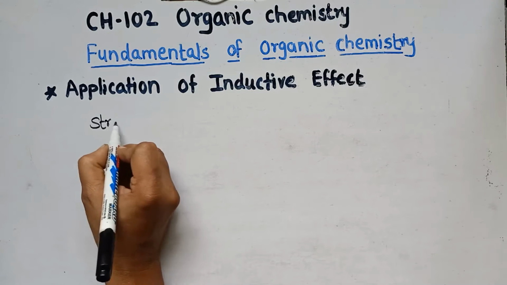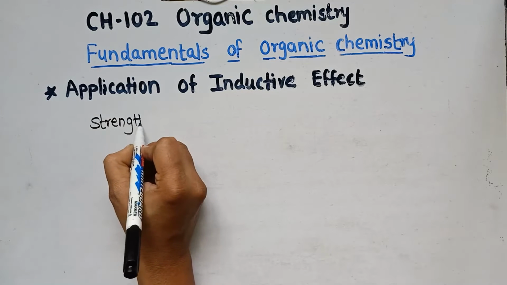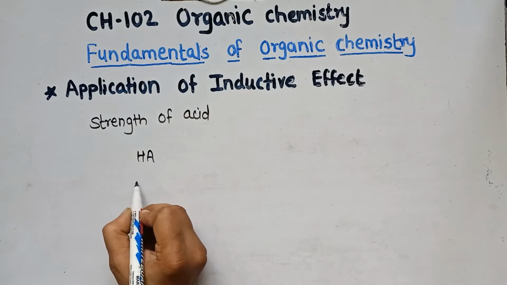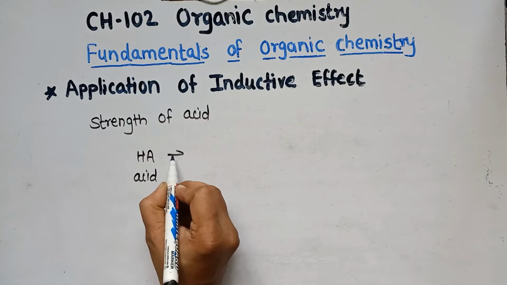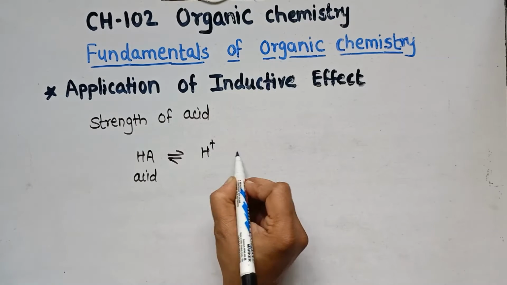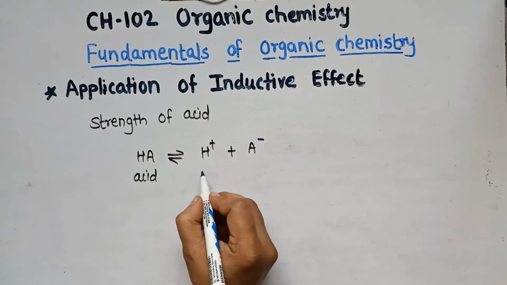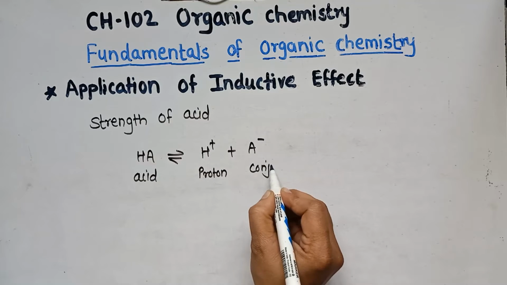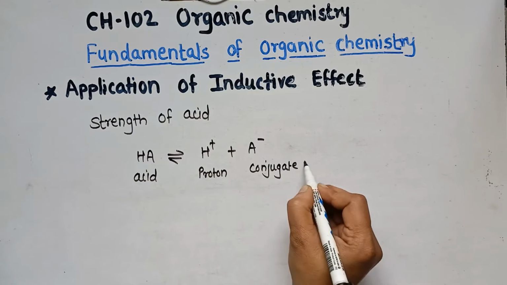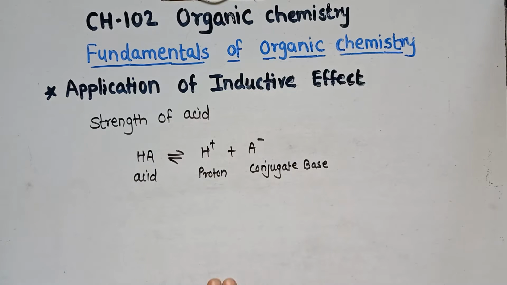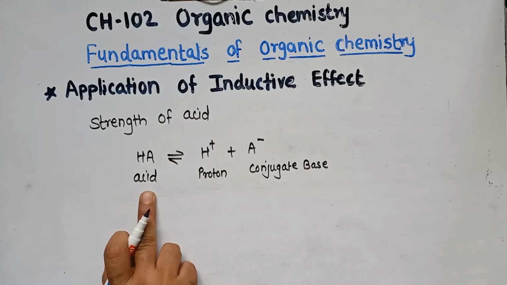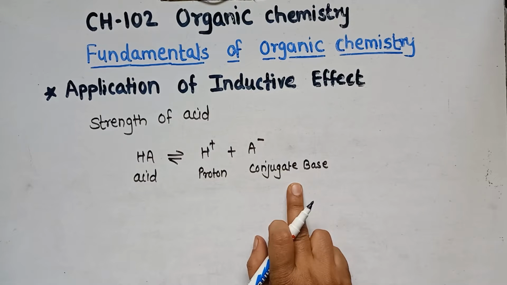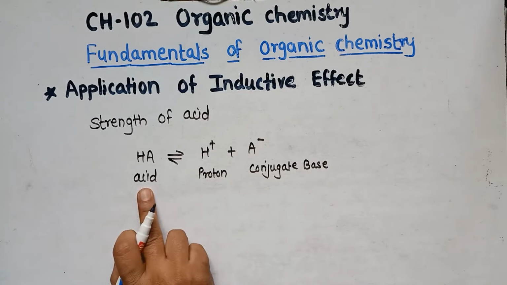For that we consider the strength of acid. We consider HA is the acid. It dissociates into H plus and A minus. This H plus is the proton, and this one is the conjugate base. We say that this acid is stronger when it produces more H plus ion, as well as its conjugate base is more stable. Then this acid is a stronger acid.